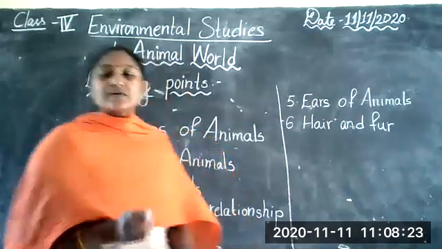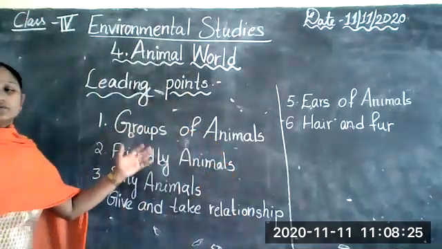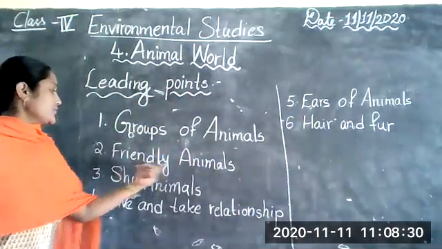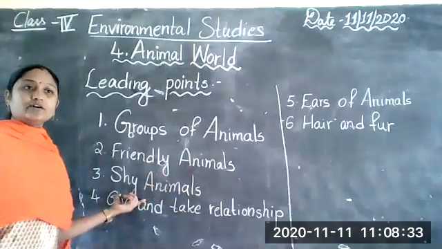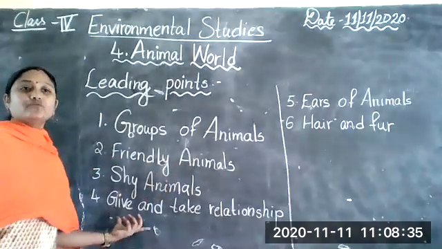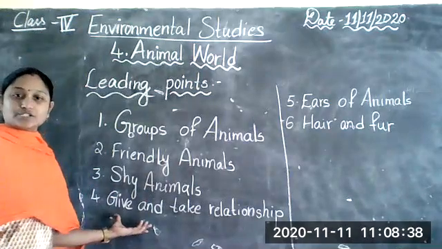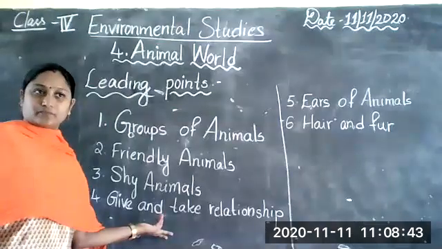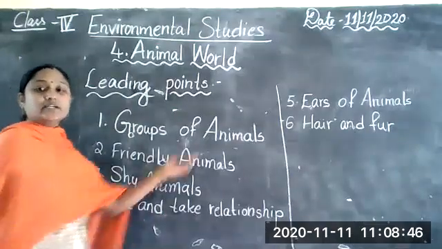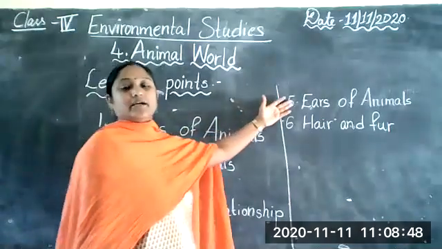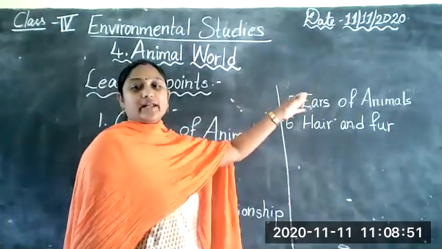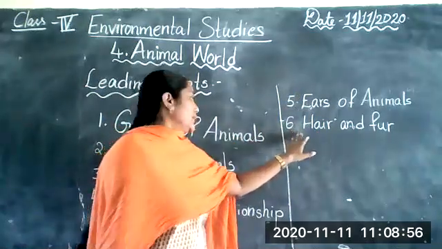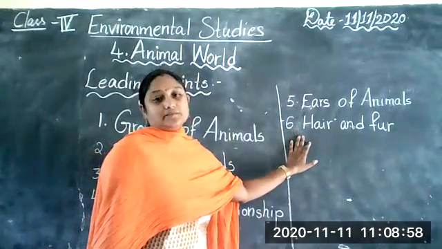So first one here, groups of animals. The second one is friendly animals. The third one is shy animals. The fourth one is give and take relationship. Next, the fifth one is ears of animals, E-A-R-S, O-F, A-N-I-M-A-L-S. Next one is hair and fur.